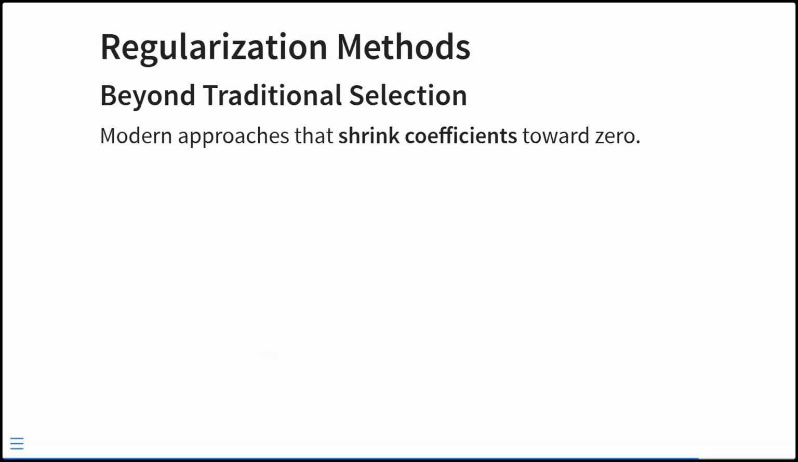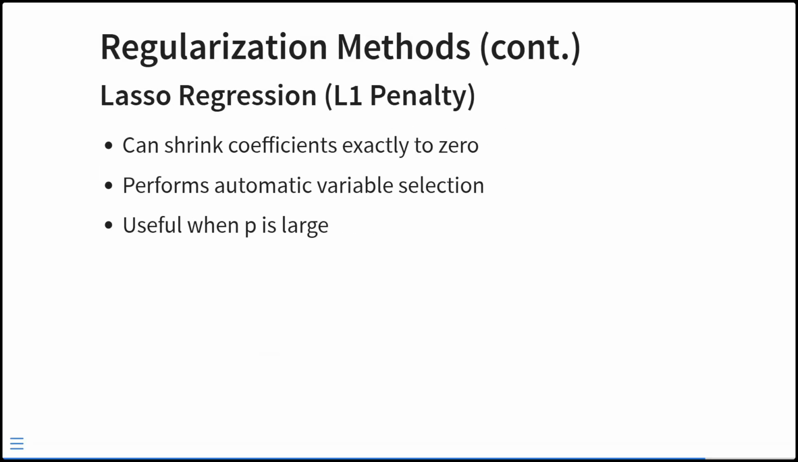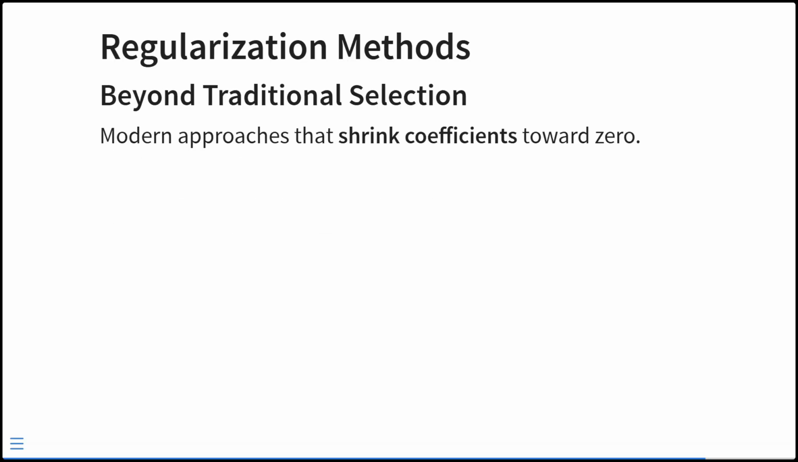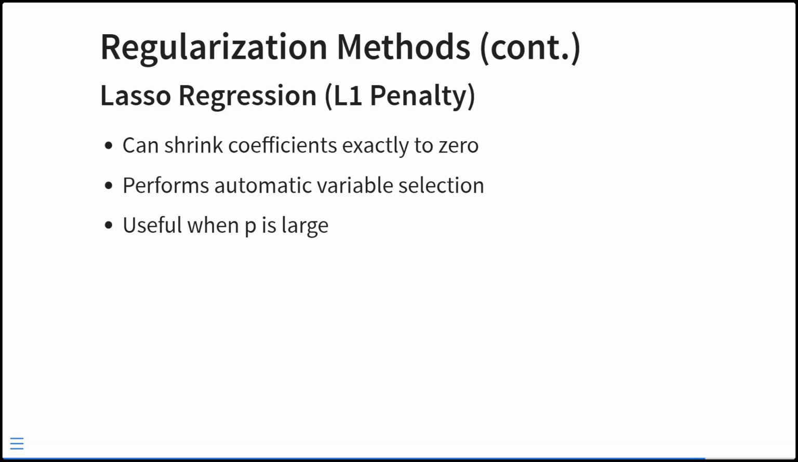Then we have regularization methods. Lasso regression uses an L1 penalty and can shrink coefficients exactly to 0. It performs automatic variable selection, and it is useful when P is large. These newer regularization methods go beyond the traditional selection methods and shrink coefficients towards 0. So the lasso regression shrinks coefficients exactly to 0, performs automatic variable selection, and is useful when P is large. This is the lasso regression, which we call the L1 penalty.